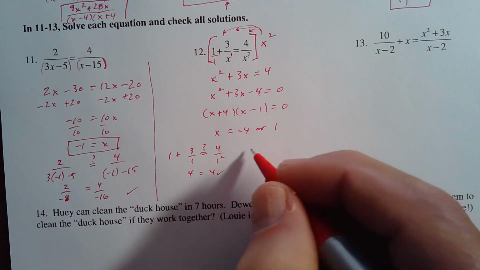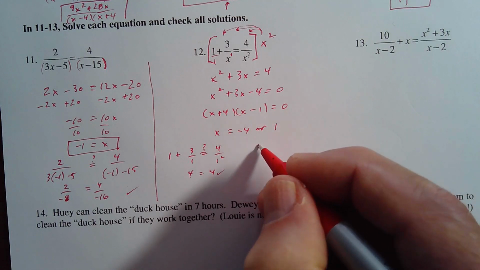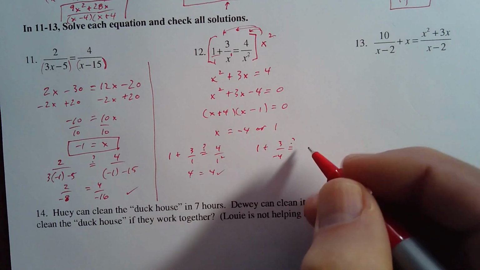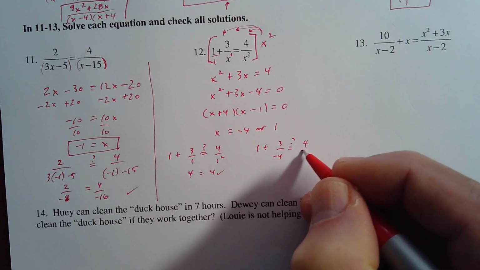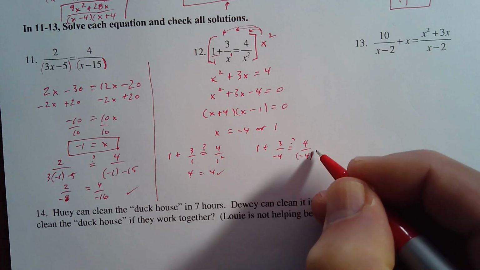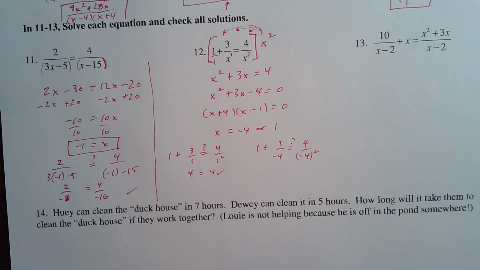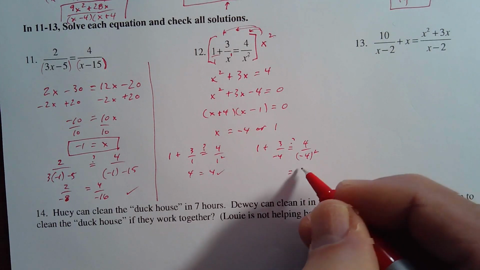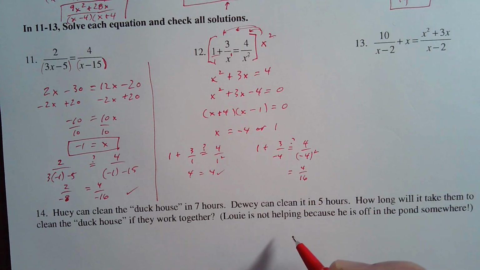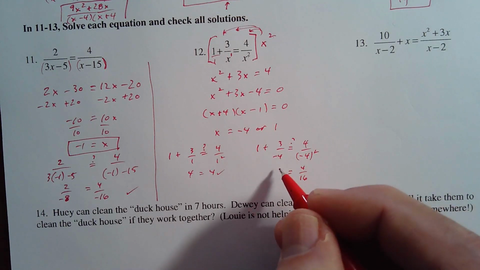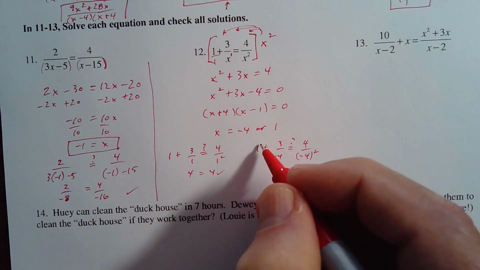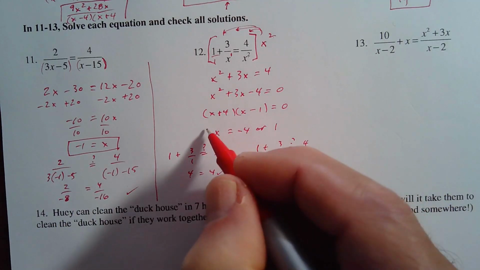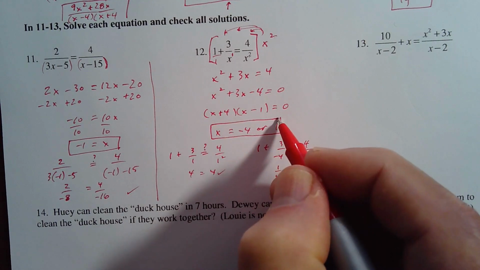And we're going to do the same thing again with the negative 4. So 1 plus 3 over negative 4, does that give me the same result as 4 over negative 4 squared? Now remember, when you put that negative 4 in there and square it, that gives you a positive 16. So I get 4 sixteenths on that side. 1/4 minus 3/4, that's 1/4. 1 is 4/4. And yep, those two are equal. So both of these solutions work as well.